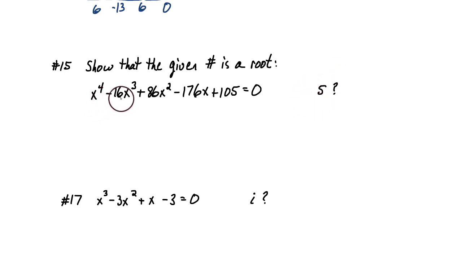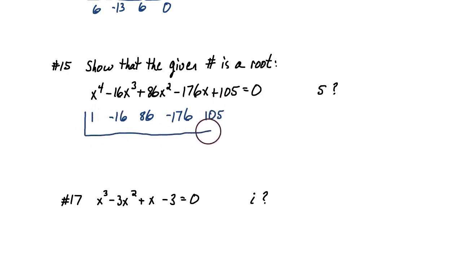Well, let's check that it is. Not by directly substituting it in. That's what we did earlier this year. Instead, let's check with synthetic substitution. So we have 1 from the x to the 4th, then negative 16, then 86, then negative 176, and then 105. And the number that we want to substitute and see if it works is 5. So let's run through the process.